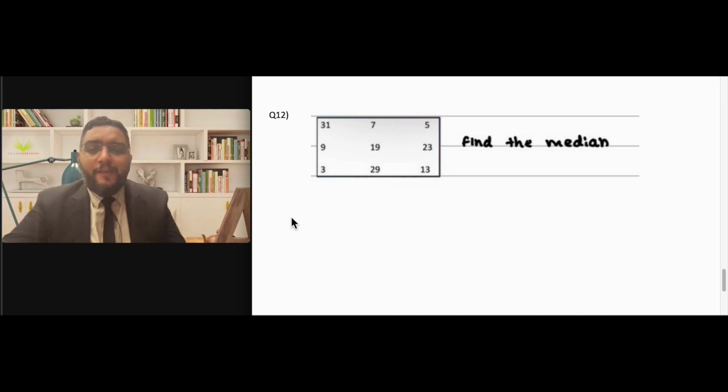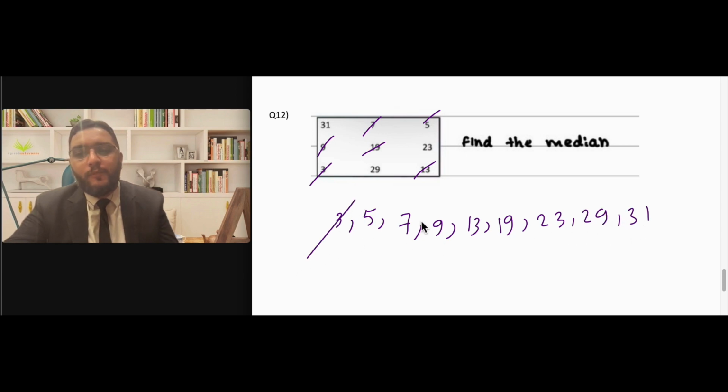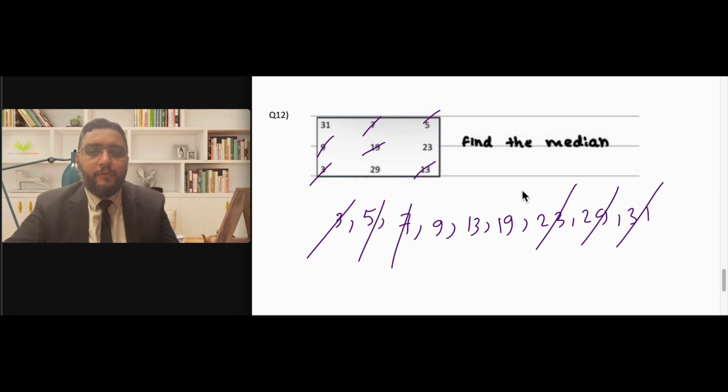Question 12, we have several numbers and we want to find the median. Just arrange the numbers from the smallest to the greatest, or from the greatest to the smallest. So we'll start with 3, then 5, 7, 9, 13, 19, then 23, 29, and 31. Cancel one from the left and one from the right till we have the middle number. So the answer is 13 for this question.